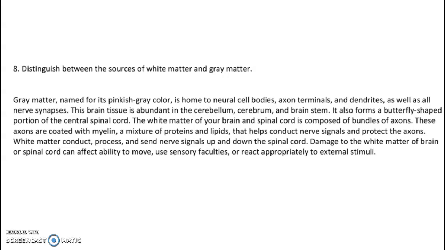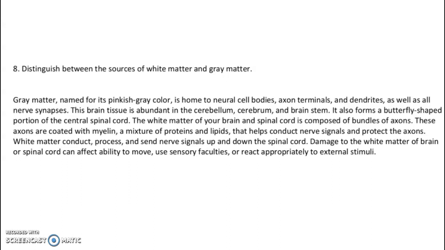In these slides, we will distinguish the source of white matter and gray matter. White matter is mostly located in the outer part of the spinal cord and the inner part of your brain. In contrast, gray matter is composed mostly in the inner part of your spinal cord and the outer part of your brain.